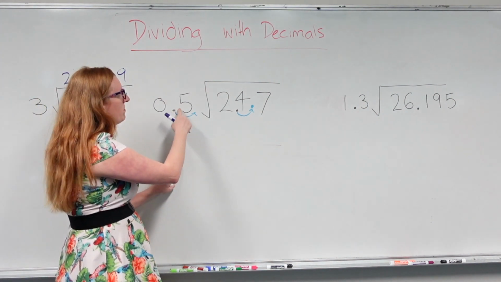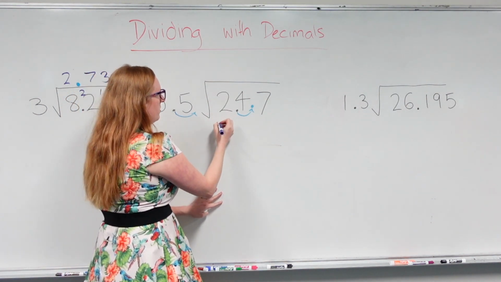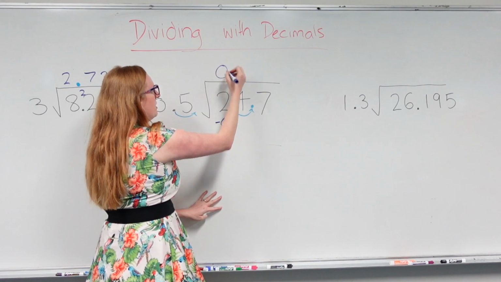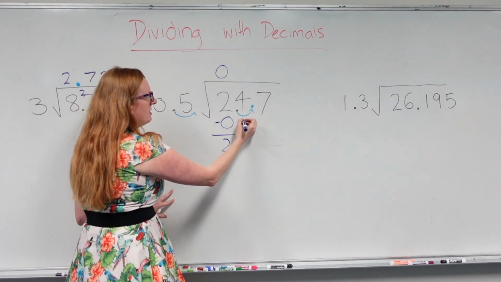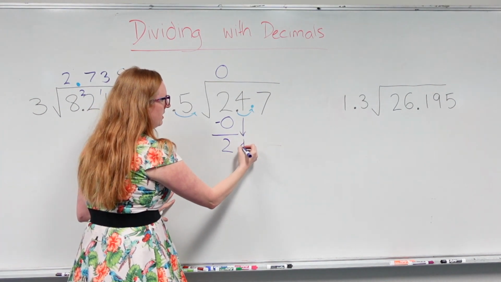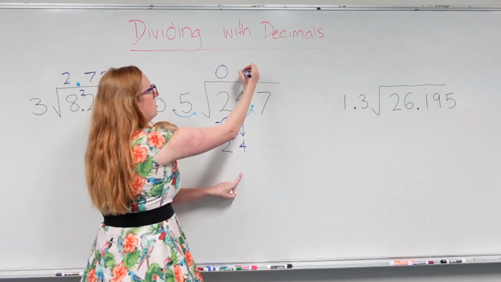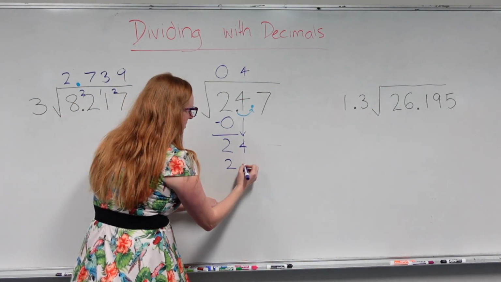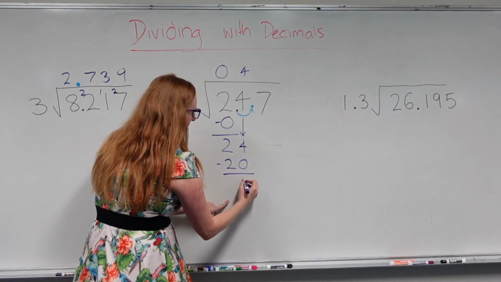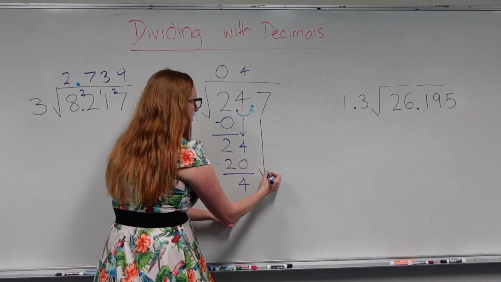So how many 5's go into 2? 0. So I'm going to put a 0 up here. 2 take away 0 gives me 2. So now I'm going to bring down this 4 and put it here. So how many 5's go into 24? 4. Because 5 4's are 20. So that means I have 4 left over. Now I'm going to be bringing down my 7.